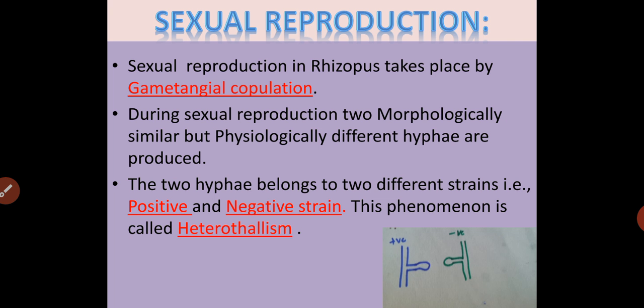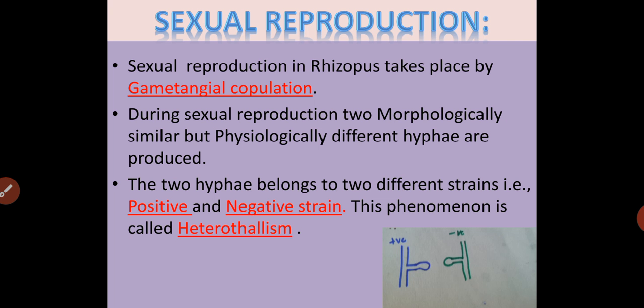Sexual reproduction in Rhizopus takes place by gametangial copulation. The gametangia are morphologically similar but physiologically different in nature. The two hyphae belong to two different strains, one to the positive strain and the other to the negative strain. The fusion occurs between these two gametangia, which are produced in different thalli.